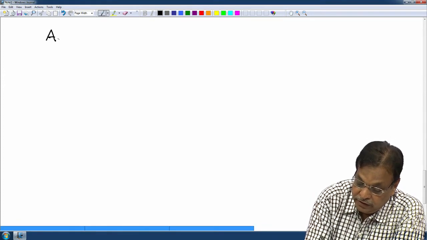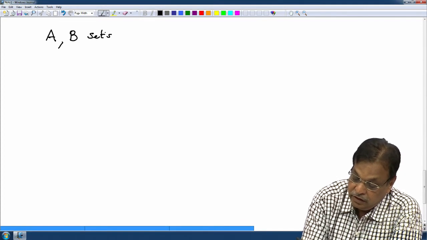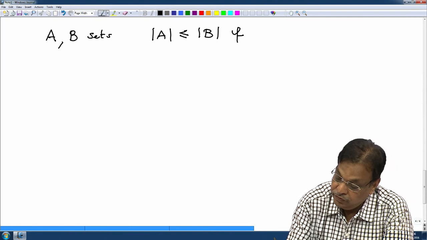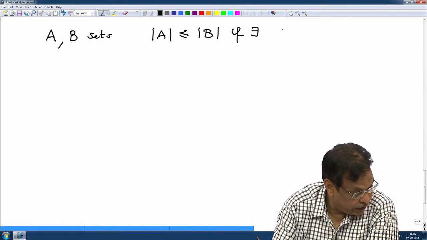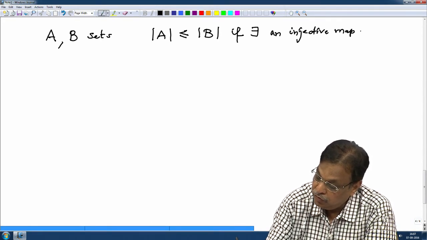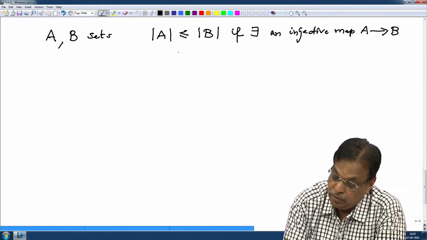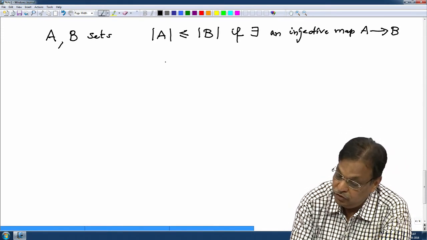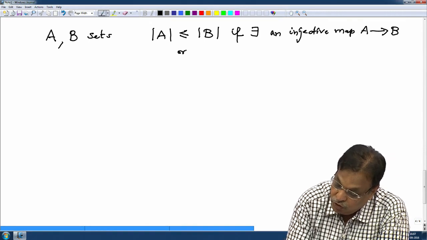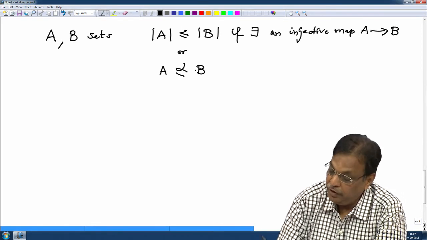So, for example, if A and B are arbitrary sets, then I will write A less equal to B if there exists an injective map from A to B. In the finite case, it is clear that if there is an injective map, the number of elements in A is less equal to the number of elements in B. So, this makes sense, and instead of writing this, I will also use this notation. So, I have defined this.